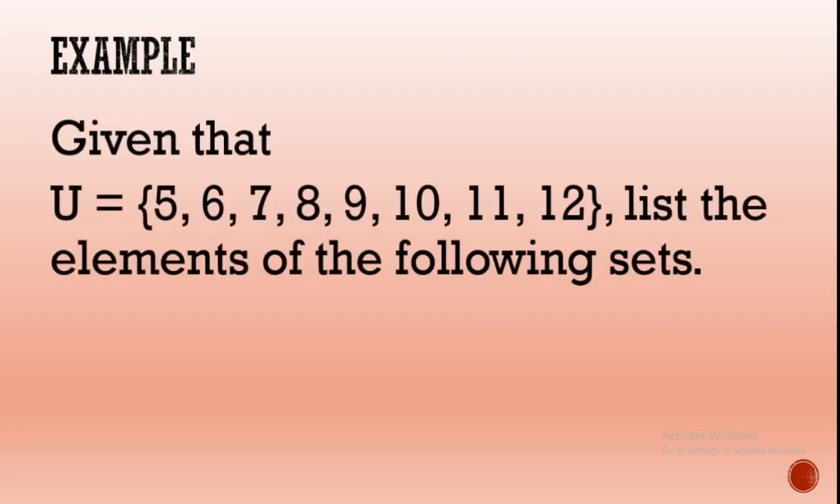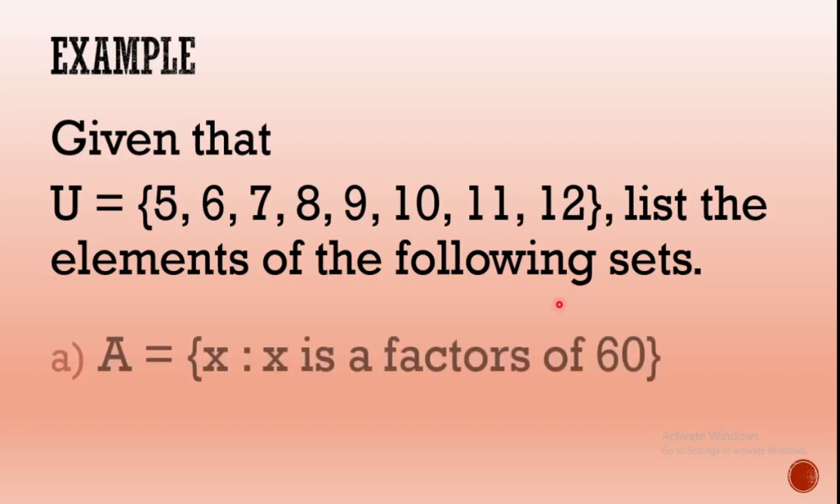So given that the universal set is equal to 5, 6, 7, 8, 9, 10, 11, and 12. So list the elements of the following set. So let's have the first example. A is x such that x is a factor of 60. Ibig sabihin, dapat ang elements ni A, set A, ay manggagaling lang sa universal set natin. Dito lang tayo kukuha dapat ng sagot. Okay, kasi si universal set, siya yung pinaka-mother set natin. Okay? So ano nga ba yung mga factors ng 60?